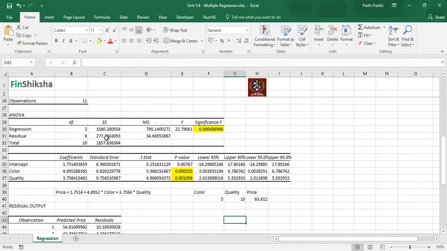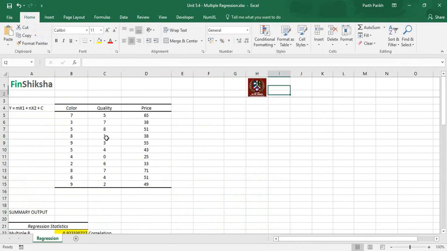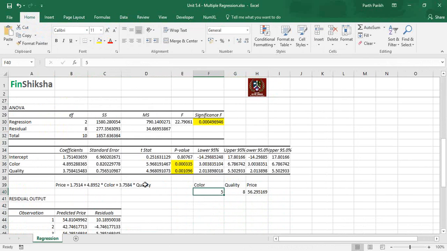My regression output should almost be equal. Almost, it will not be exactly the same. It is 56. There will be a difference because this is a future projection, but it will be very similar. If it is 9 and 2, then it is 49. Let's see, if it is 9 and 2, it is 53. It's very similar. Okay, so now comes the residual output.